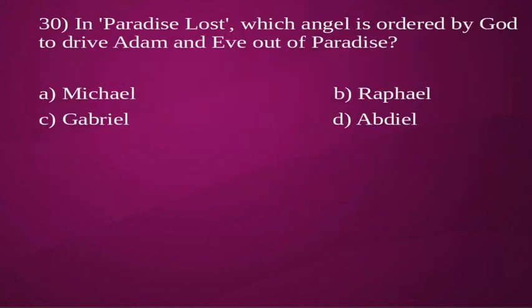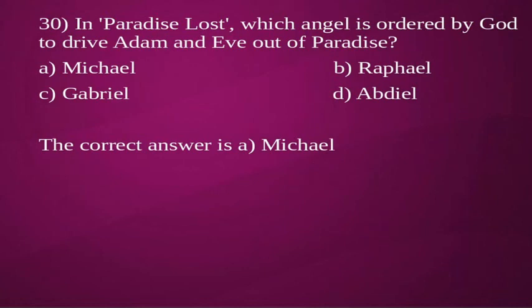Question number 30 is, in Paradise Lost, which angel is ordered by God to drive Adam and Eve out of paradise? Option A, Michael. Option B, Raphael. Option C, Gabriel. And option D, Abdiel. The correct answer is A, Michael.